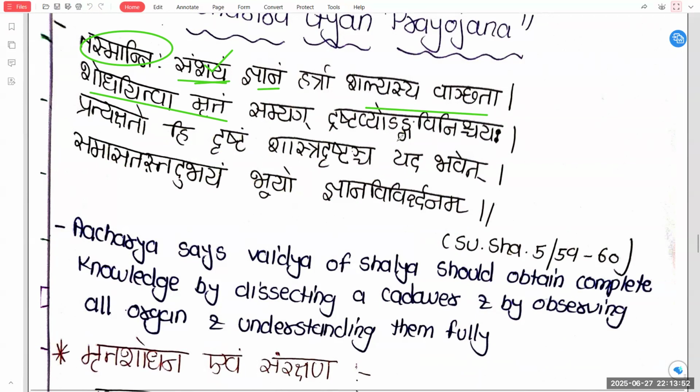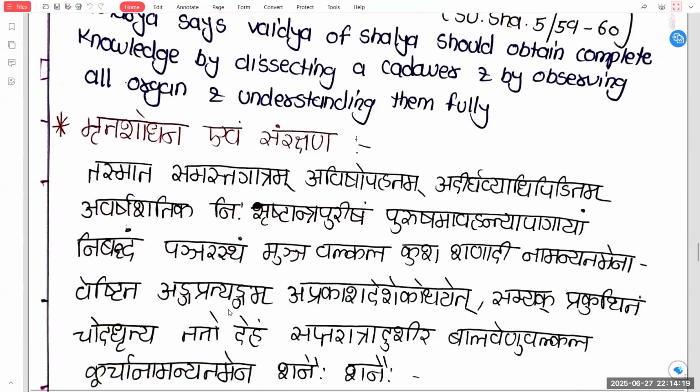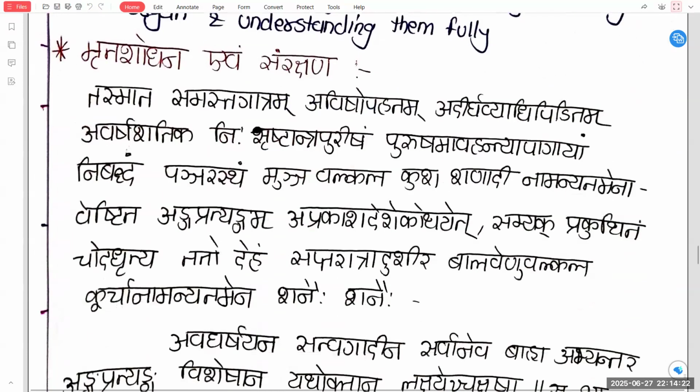Samyak drishtayo vyanga vinishchaya, anga vinishchaya. Okay, of every organ you have to see the location and anatomical positioning. Pratyakshato, that is, by your own eyes you should see them. Drishta Shastra Drishtancha Yat Bhavet: whatever is written in the theoretical book, you must also see that and correlate it in the cadaver and learn from that. So now we are going to learn the method of cadaveric dissection from the Ayurvedic perspective.